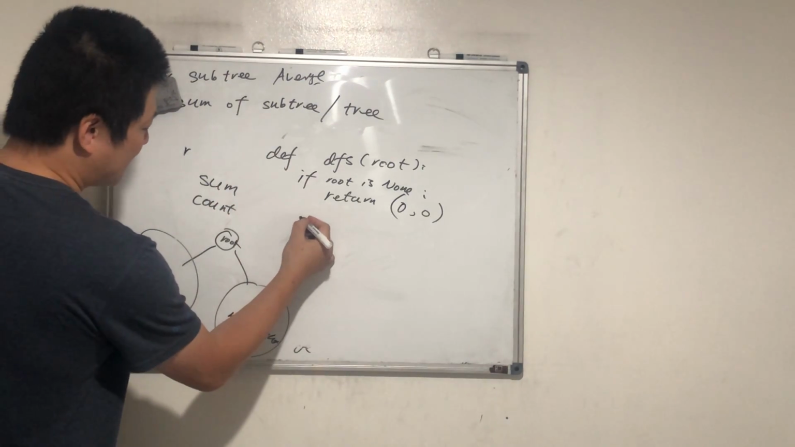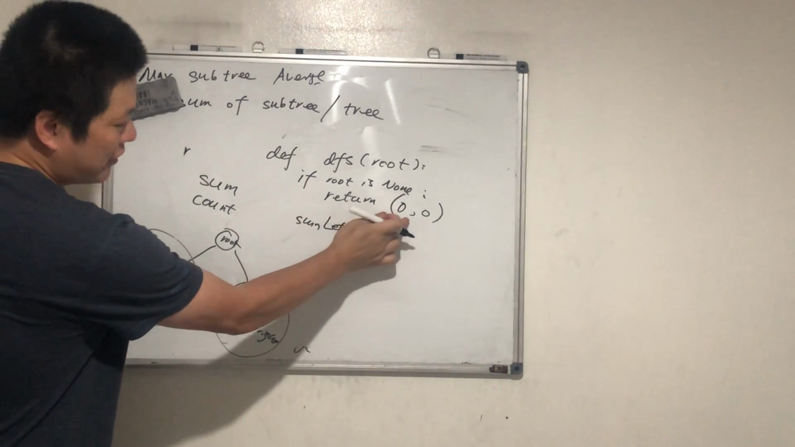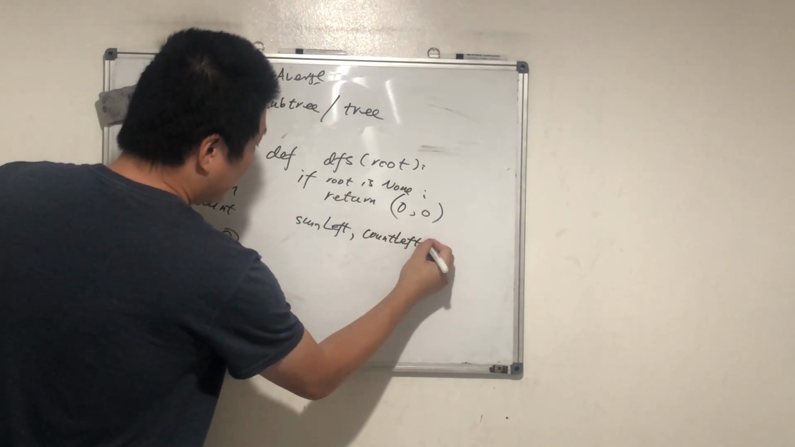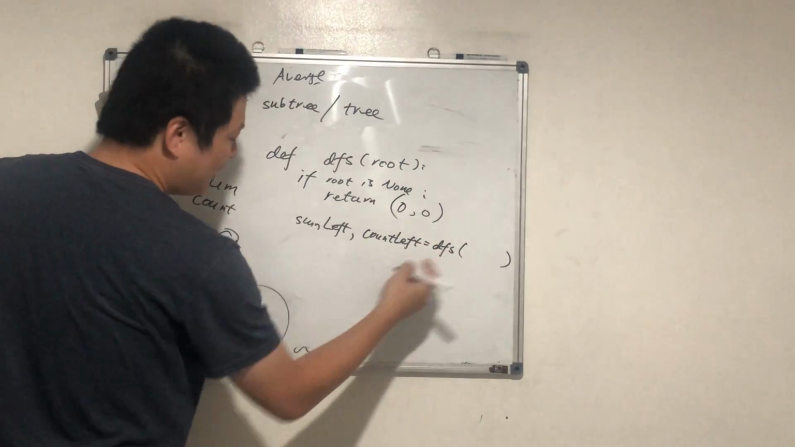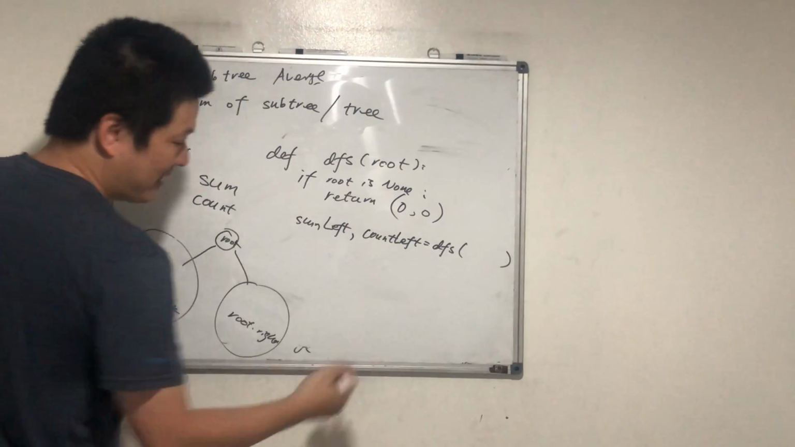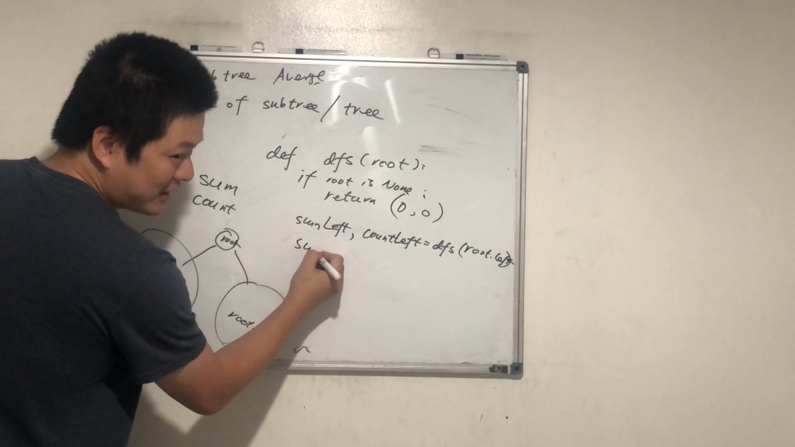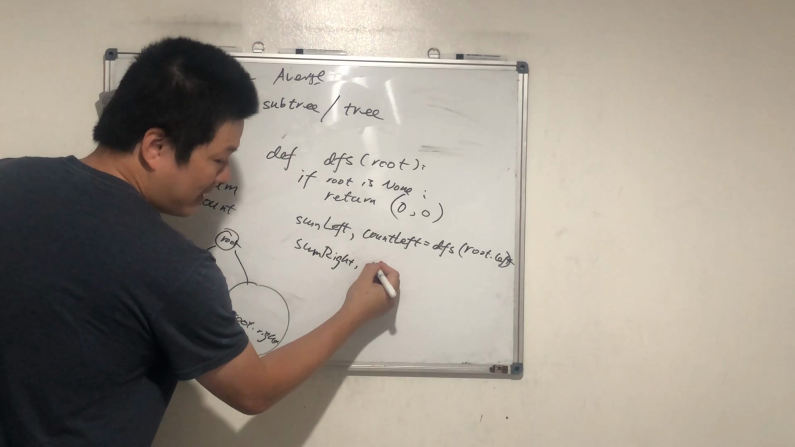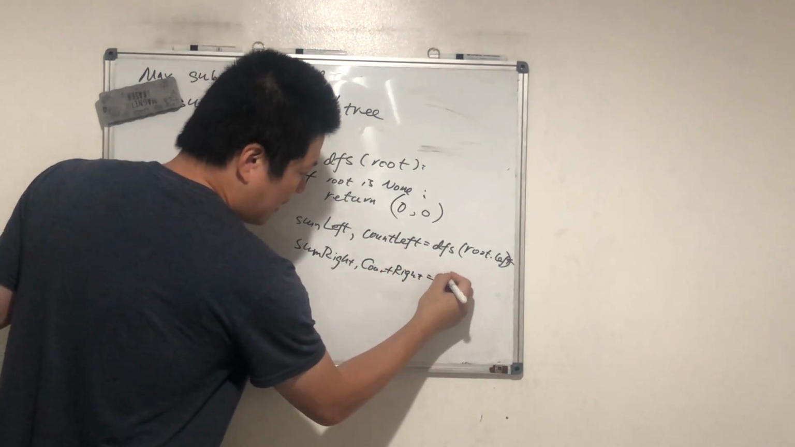So first of all, we want to say sum left, and because it returns 2 numbers, count left equals depth first search what? Come on, you just put root.left, yeah, because we're calling itself. You have to return 2 values. And then you can tell me what's right? Sum right, count right equals depth first search root.right. Why?